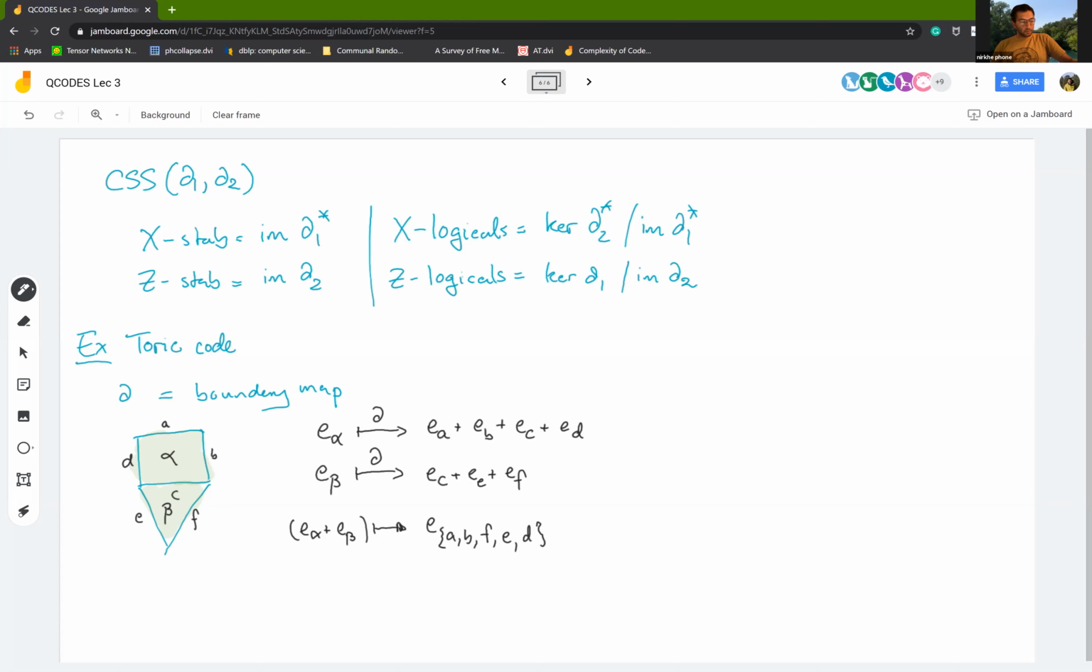And I can also think of a boundary map for an edge as taking the edge G to the vertices 1, 2. So EG under delta gets mapped to E1 plus E2.